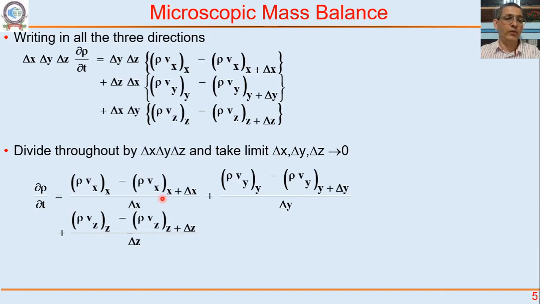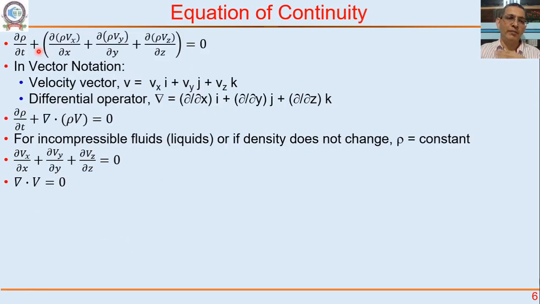and remember the definition of the derivative, right? It is f at x plus delta x minus f at x, divided by delta x. So this is a negative of the derivative, right? So write that, and we can bring it to the other side. You will get del rho by del t is equal to minus del by del x of rho Vx, plus del by del y of rho Vy, plus del by del z of rho Vz.